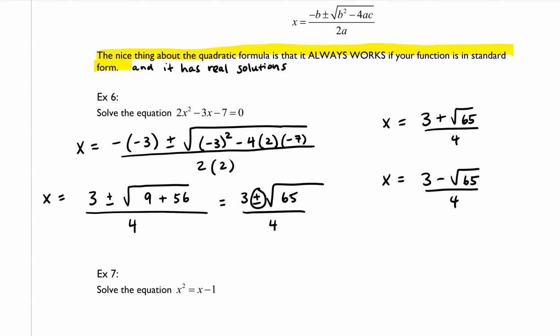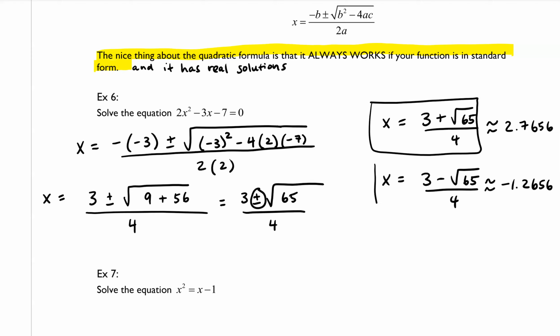And really quickly, let's just estimate these numbers to get an idea of what they are. So I went ahead and plugged those into my calculator, and the x values are approximately 2.7656, and the other one is approximately negative 1.2656. Okay, so I'm just going to box the fraction portion because the other ones are decimal approximations. So generally, I would like you to leave your solution in exact form as the fraction.